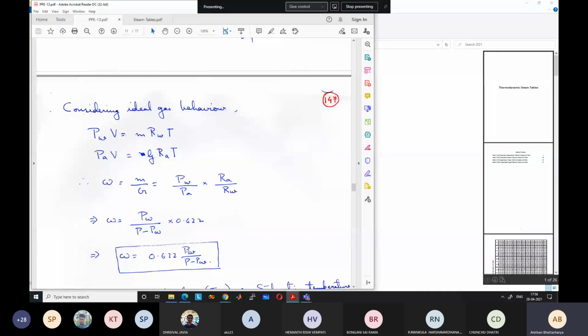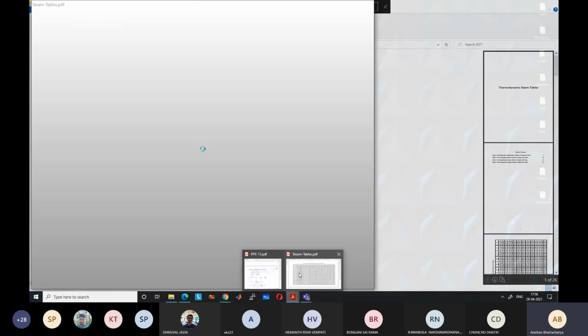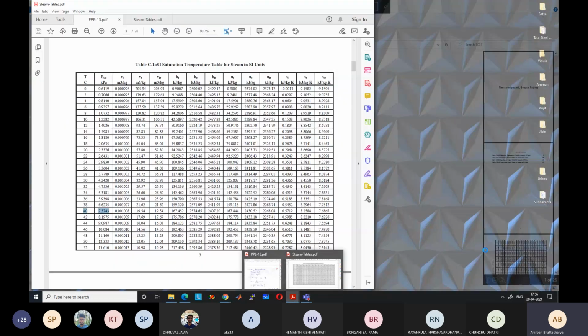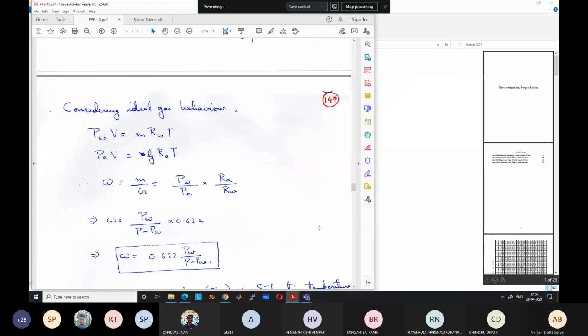So again I will say, relative humidity is 40% and temperature is 30 degrees centigrade. What will be the value of PW? How will we find? Think about it. Very easy question.